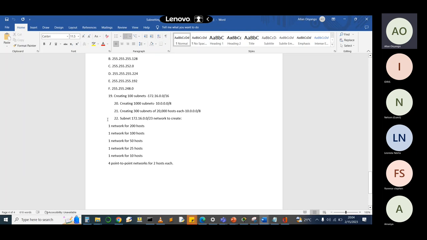Then I'm going to give you the last question in this category. Subnet 172.16.0.0/23 network, and create the following. Number one, create a network of 200 hosts. Number two, 100 hosts. Number three, 50 hosts.